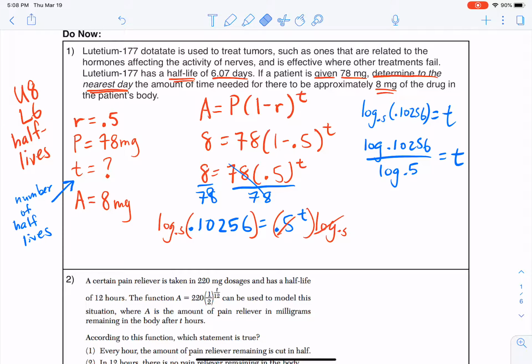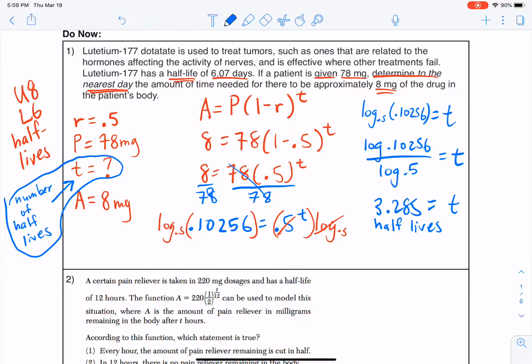But here's where I have to be careful. So t equals 3.285. Remember, t represents the number of half-lives. So this is 3.285 half-lives. We need to find out to the nearest day how long did that take. And we know one half-life is the same as 6.07 days.